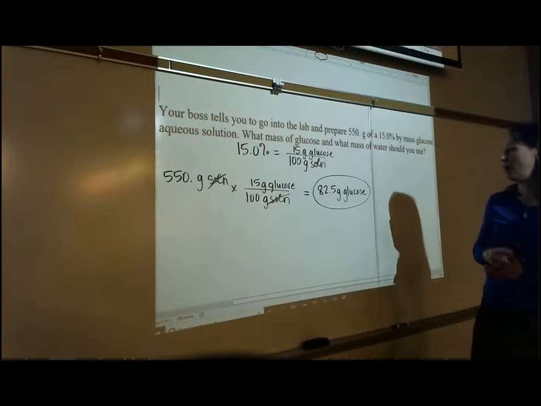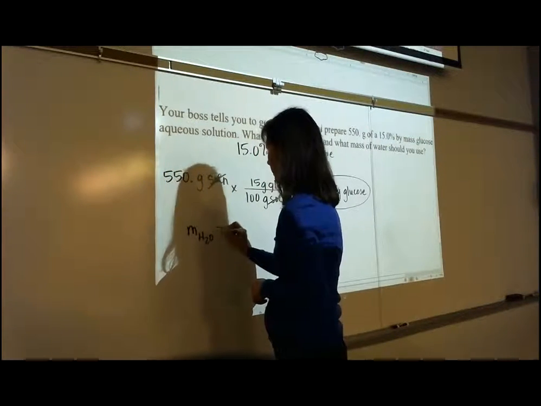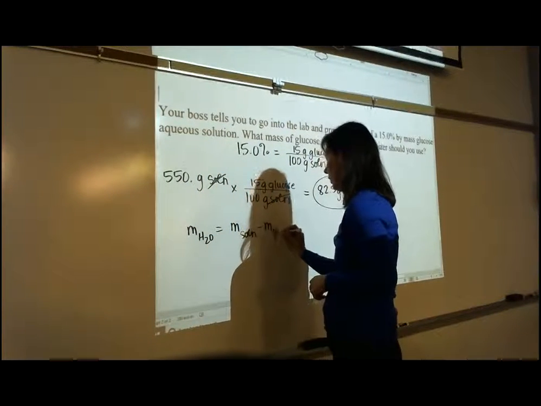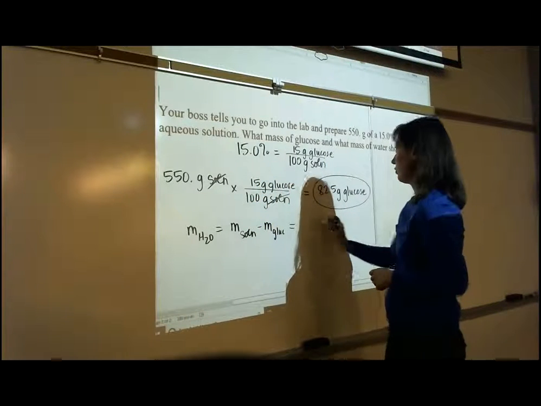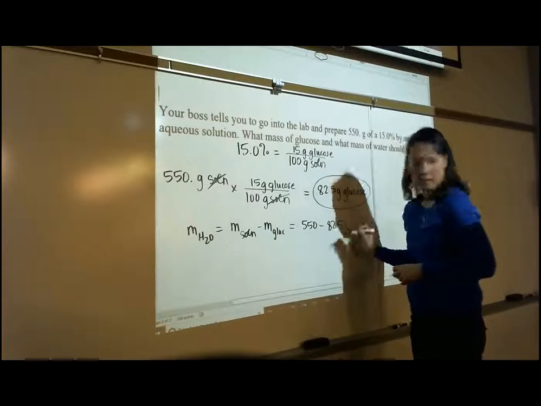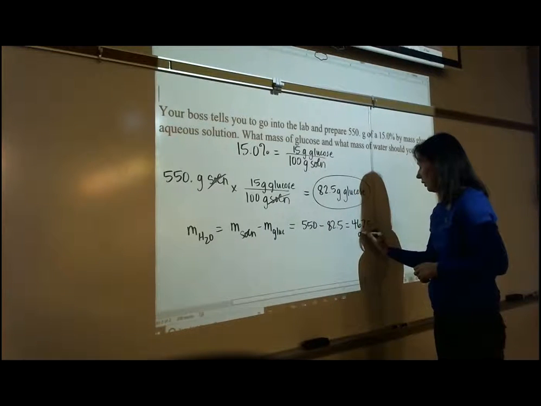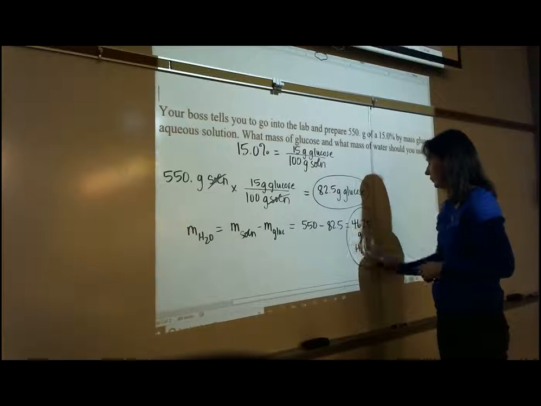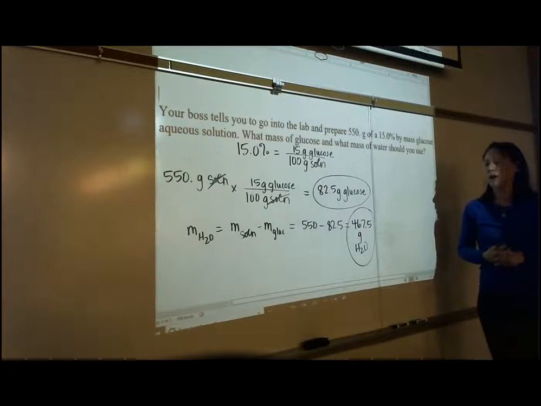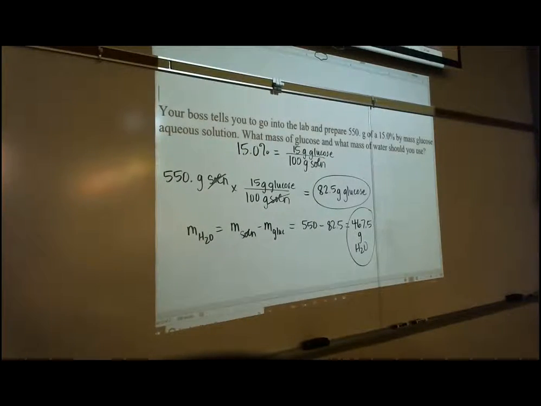So just go to your balance and measure out 82.5 grams. And then to get the mass of the water, how do you get the mass of the water? All right, so it's just the mass of the solution minus the mass of glucose. So mass of the solution was 550. Mass of the glucose was 82.5. So that's 467.5 grams of water. Does everyone see how to do that one? Okay, so that's where we're going to stop for today.